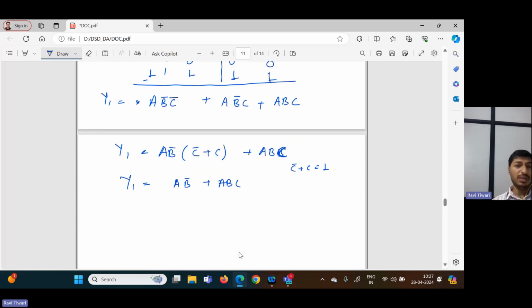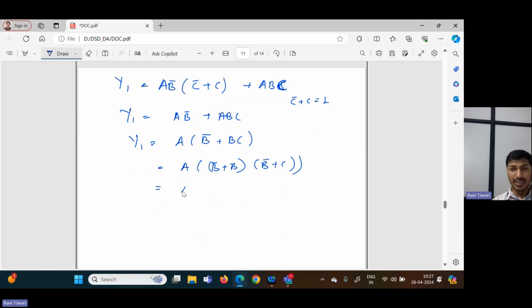After that, we can also minimize it. If you take A common here, then it will be A times (B bar plus BC). By using the distributive property, I can also write this as B bar plus B, and B bar plus C. As you know that B bar plus B is equal to 1, you can also write down A B bar plus A C. So this is the expression that we are getting for Y1.